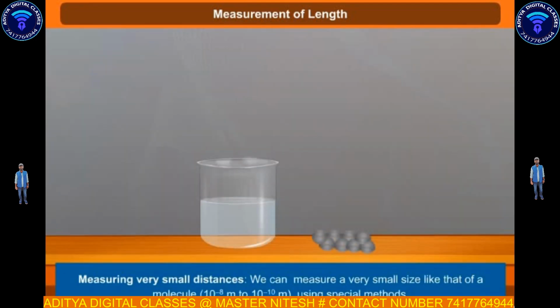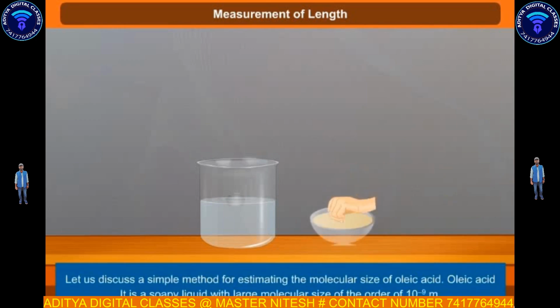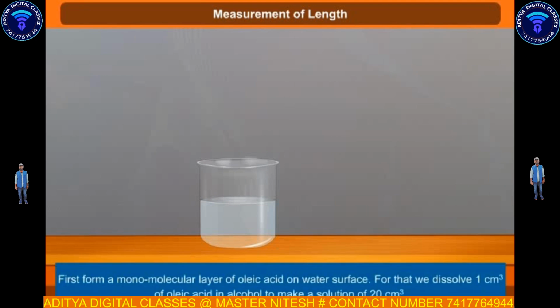Measuring very small distances, we can measure a very small size like that of a molecule using a special method. Let us discuss a simple method for estimating the molecular size of oleic acid. Oleic acid is a soapy liquid with large molecular size of the order of 10 raised to the power of -9 meters. First, form a monomolecular layer of oleic acid on the water surface.